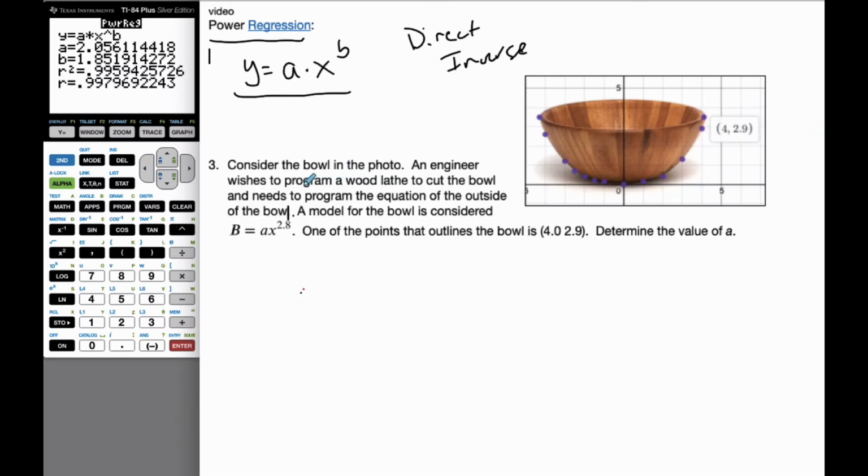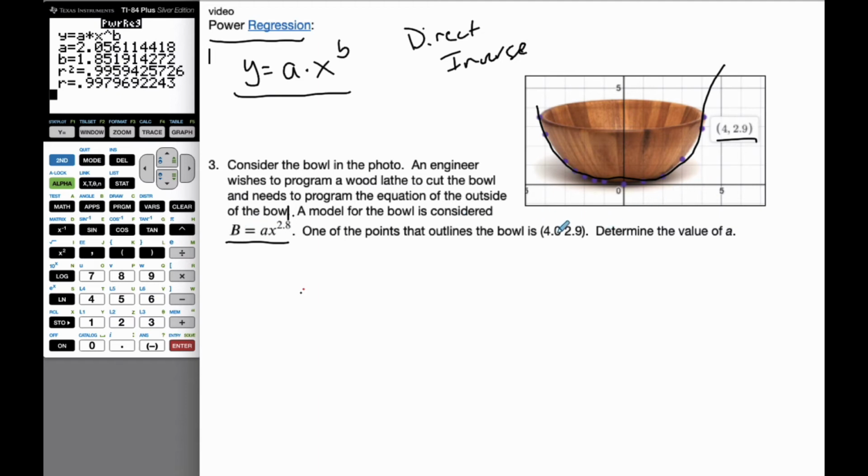So let's consider a bowl in the photograph. So here's our bowl in our photograph. An engineer wishes to program a wood lathe to cut the bowl and needs to program the equation of the outside of the bowl. So we want an equation that goes around the outside of the bowl. Okay, a model for the bowl is considered. So the bowl is equal to ax to 2.3. One of the points that outlines the bowl is 4, 2.9. Determine the value of a.